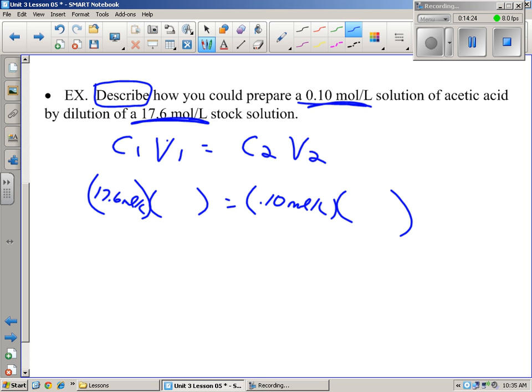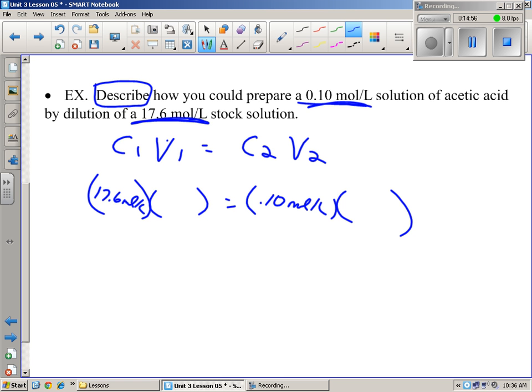So big, small. How do you make it weaker? You add water. So when you look at V1 and V2, which one has to be bigger? V2 has to be a bigger number than V1, because you're adding water, you're adding volume. Always. So bigger concentration, smaller concentration. Smaller volume, bigger volume. Has to be.